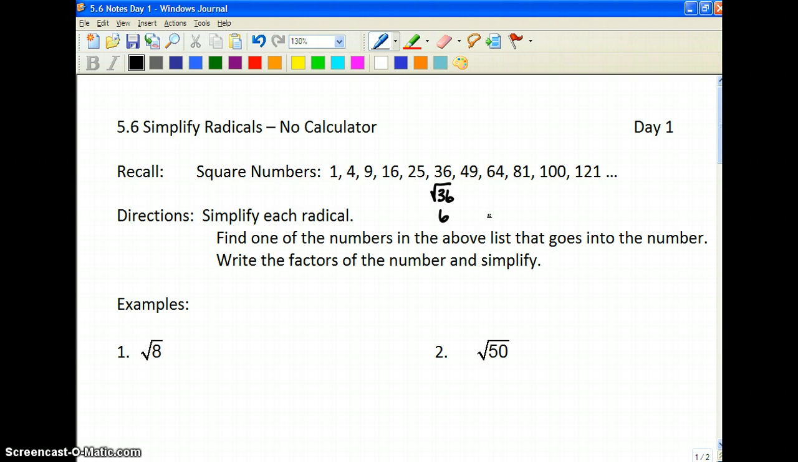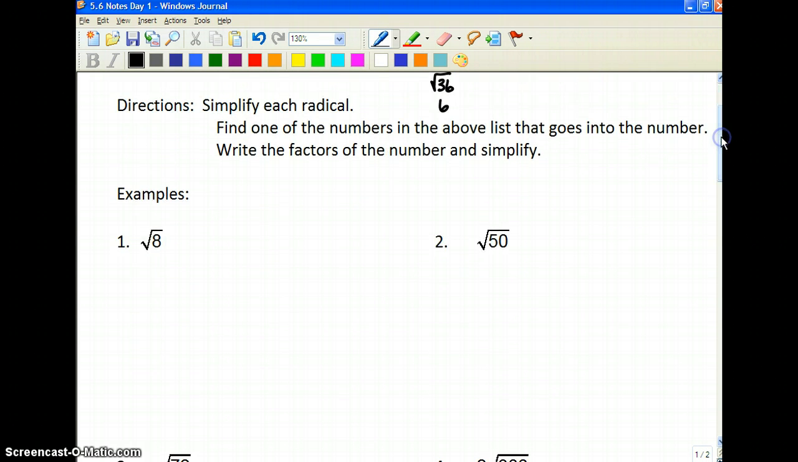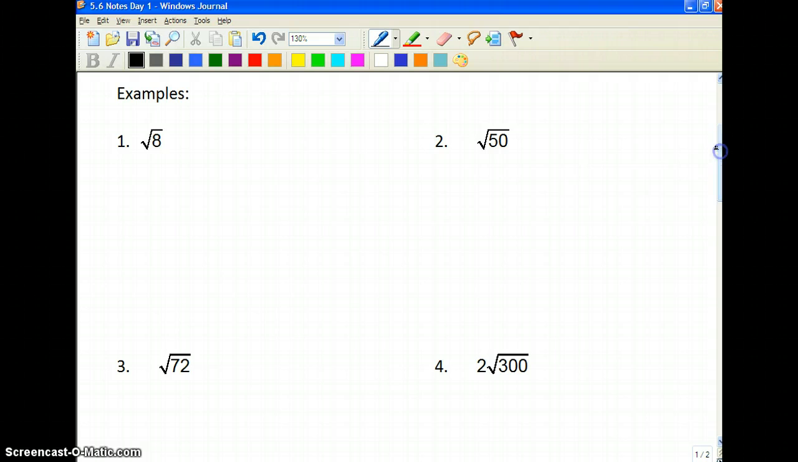So what we want to do is look for one of these numbers in our problems, and then they'll make the problem easier. This is a little bit easier than making factor trees. Factor trees will also work, so if you struggle with this, we can go to factor trees and see if that helps you.